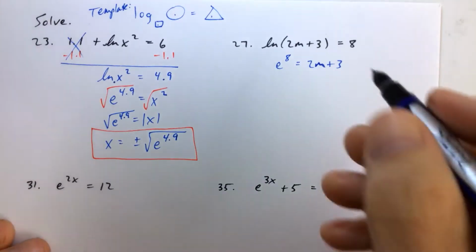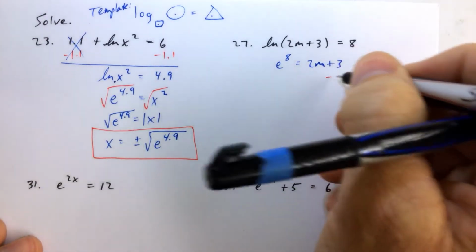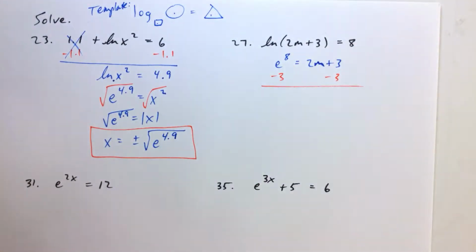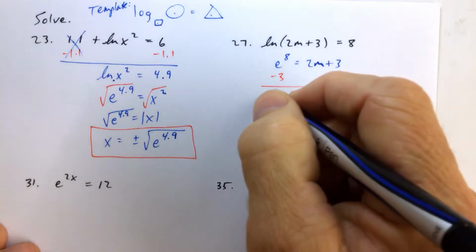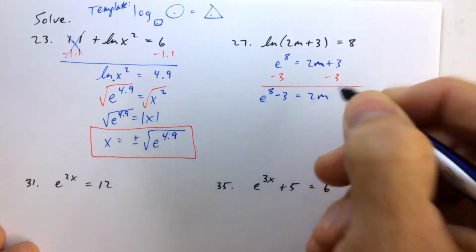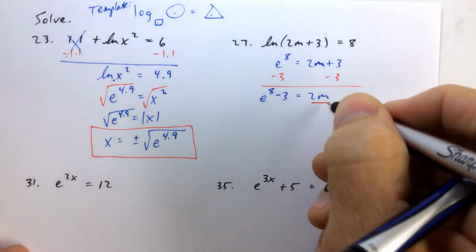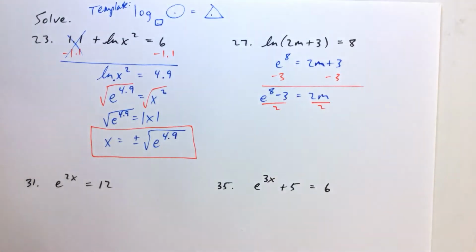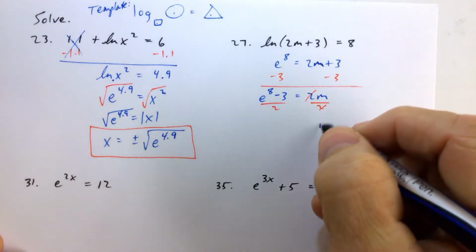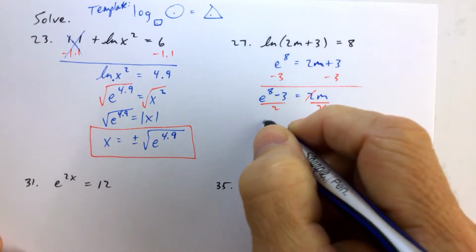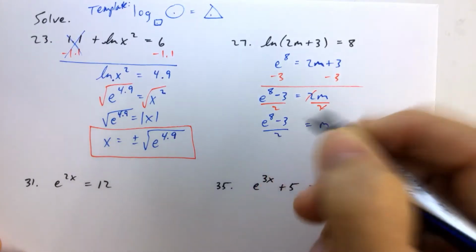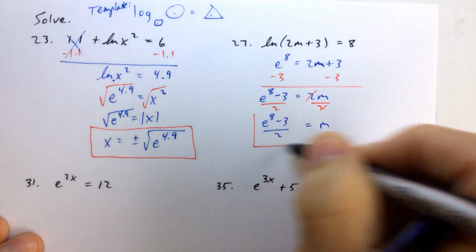And then we want to go ahead and solve for our variable, and notice that e to the 8th, we're not really sure what e to the 8th is, nor do we care. We're going to leave it in terms of e. So we have e to the 8th minus 3 is equal to 2 times m, and we're going to go ahead and divide both sides by 2, and what that does is it gets m by itself, which is our ultimate goal. When we are solving equations, we want to get the variable by itself, and so we did that.